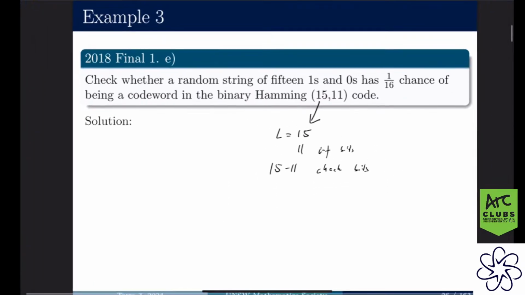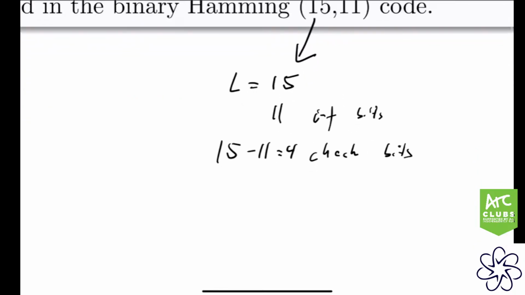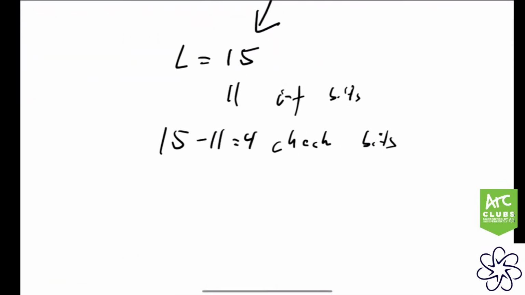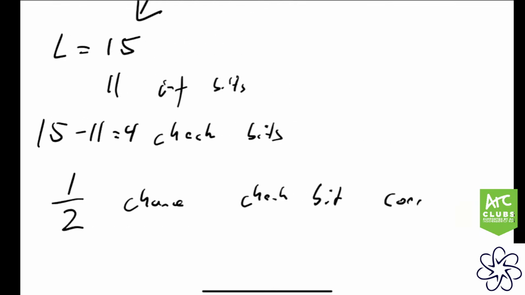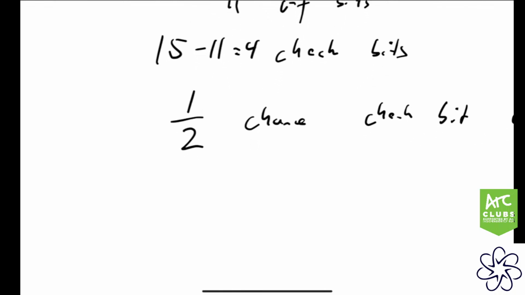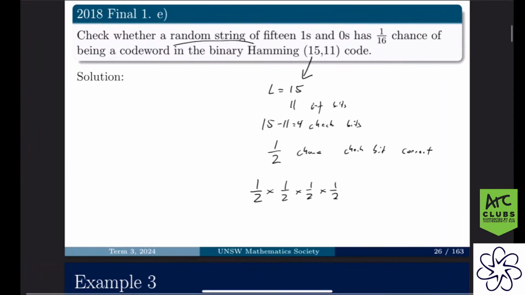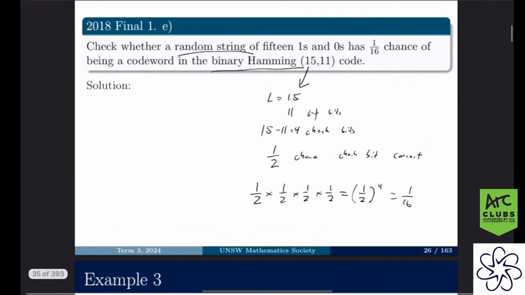Now, if we were to brute force, because we have a random string, out of those 4 check bits, there must be a unique encoding for the other 11 information bits. So there is a 1 in 2 chance we get a check bit correct. With some basic probability, all of these events together: there are 4 check bits that we want to get right to be a valid binary Hamming (15,11) code word. It will just be this to the power 4, which is 1 in 16.